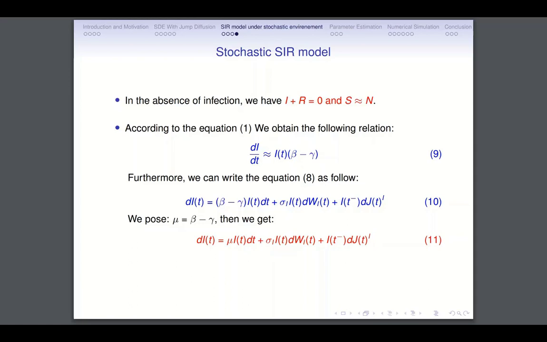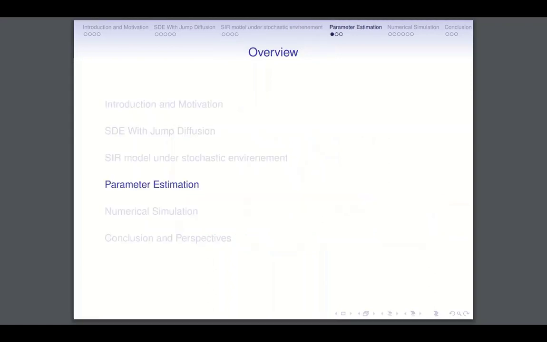Initially, in the absence of infections, we have I plus R equals 0, and according to equation 1, we obtain the following relation, which is expressed in equation 9. So adding equations 9 and 10, we can finally get the new equation.